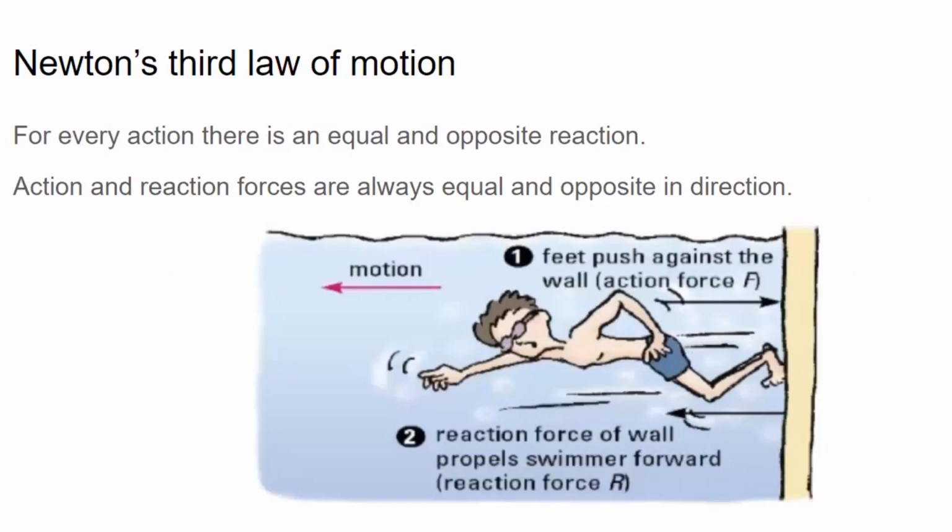Newton's third law of motion is that for every action, there is an equal and opposite reaction. So in the diagram, the swimmer is pushing against the wall, meaning it's exerting a force on the wall, and the wall is exerting a force on the swimmer, which is equal and opposite in direction. So the swimmer will move forward.